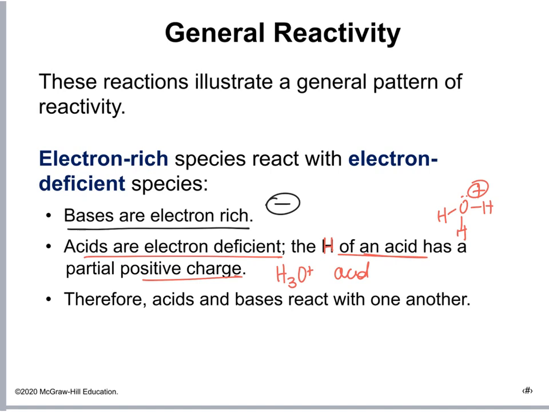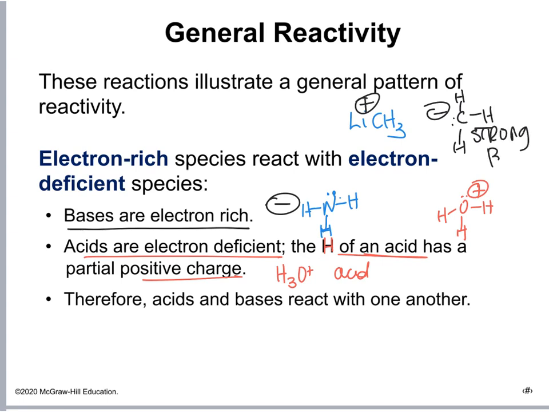Bases, ammonia is one of your bases. Another base you might see is like lithium methanol or lithium methane. Well, you should know that because lithium is positive. You'd have to draw your Lewis structures. That would give a lone pair on the carbon. Okay, this would be a very, very strong base.